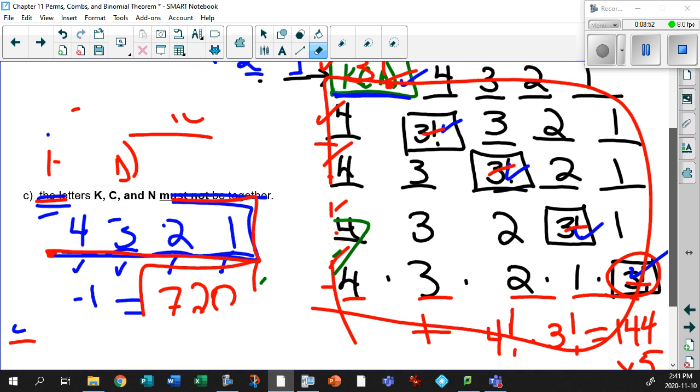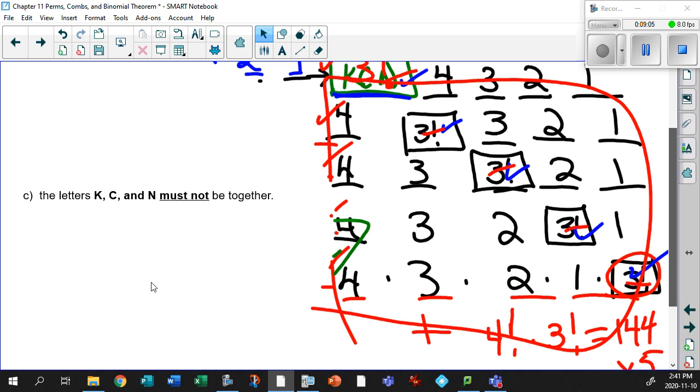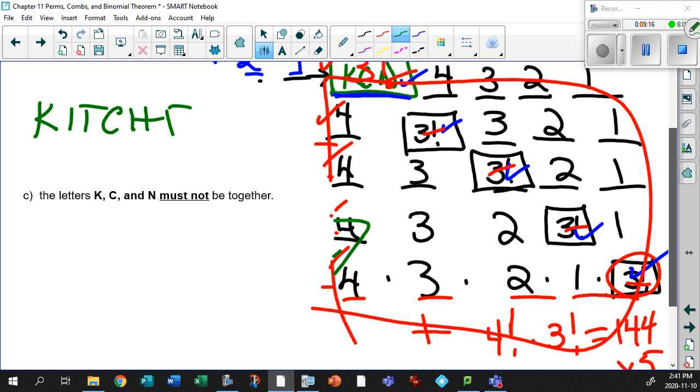Okay, so now let's get back to the question that I'm going to be working with. Let's clean this up. All right, now the cool thing with this question is this. Look at this. It says, what if KCN cannot be together? They must not be together. So let's think about the word we're dealing with again. We're dealing with the word kitchen. So if I take the K, the C, and the N out, what am I left with? 1, 2, 3. I'm left with 4 letters.